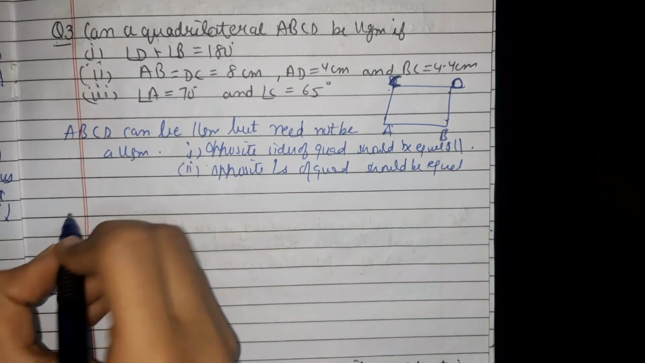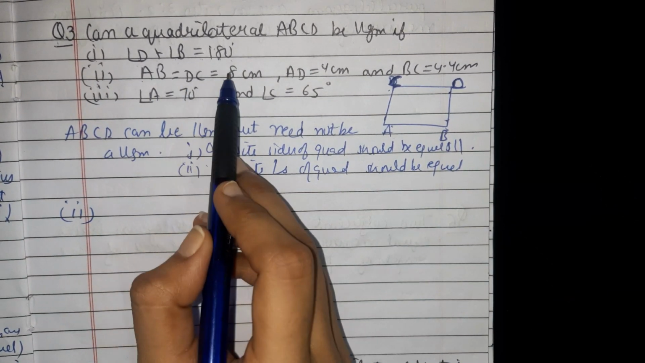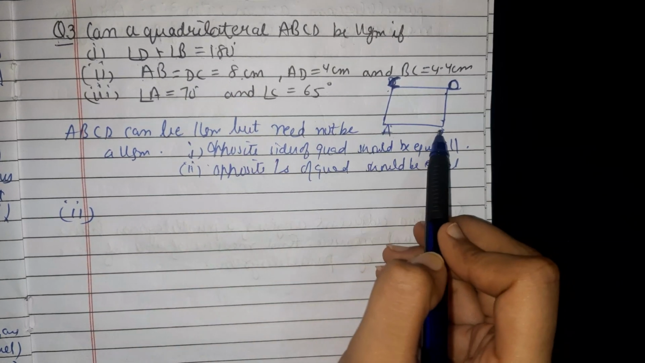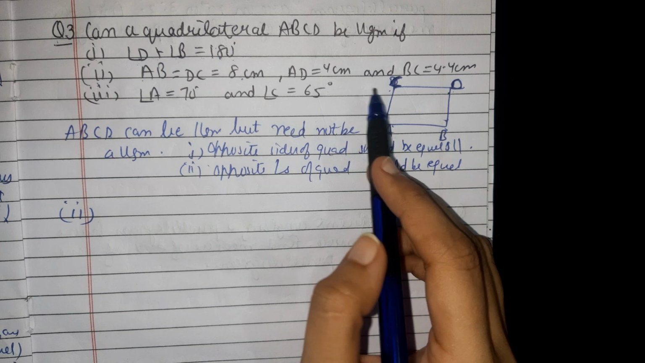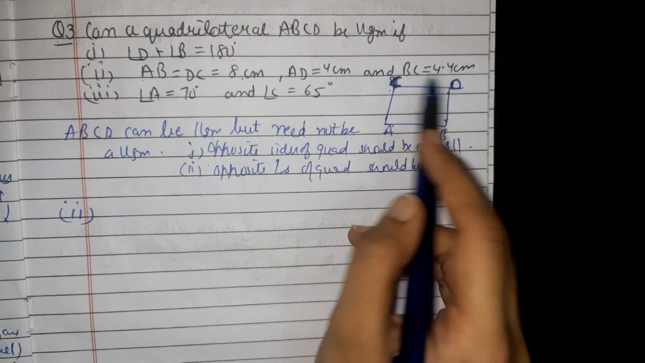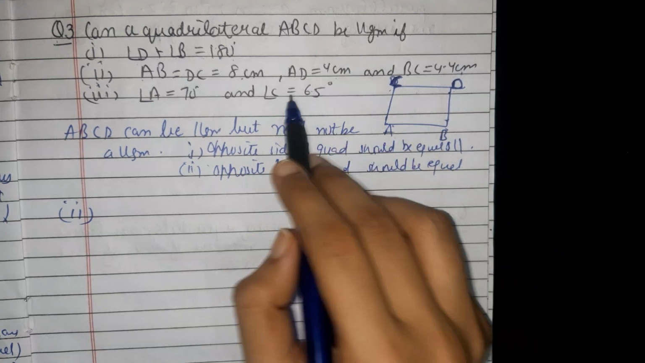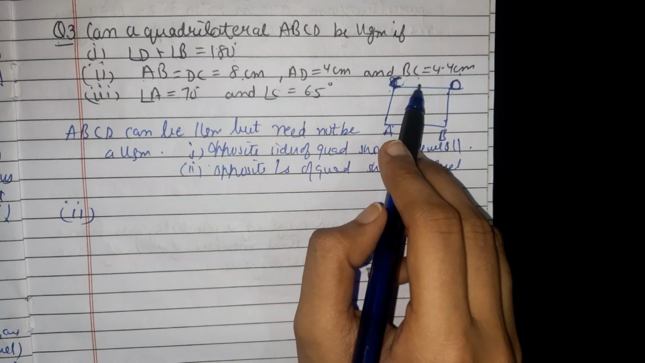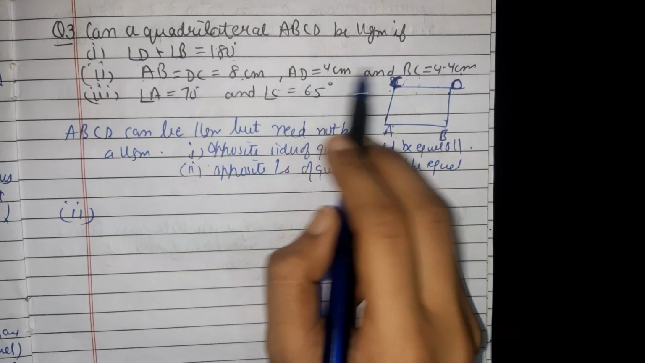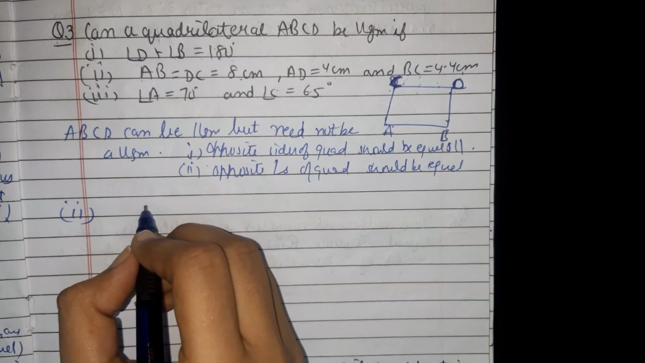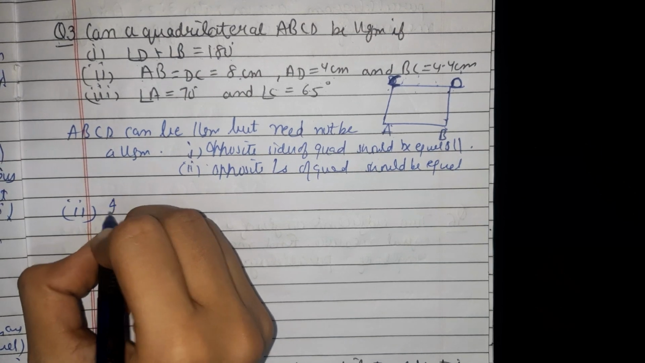The second condition that we have: AB is equal to DC is equal to 8 centimeters, but AD is equal to 4 centimeters and BC is equal to 4.4 centimeters. So two sides are equal, but the other two sides are not equal, so it cannot be a parallelogram.